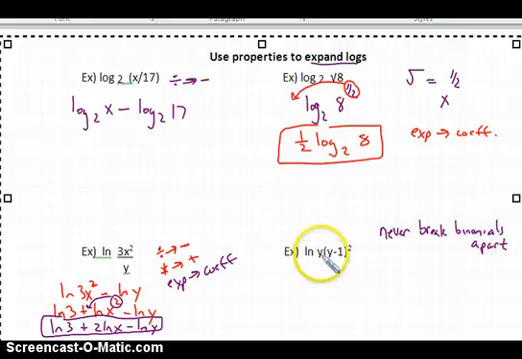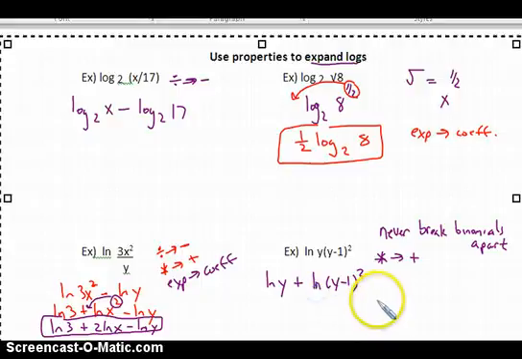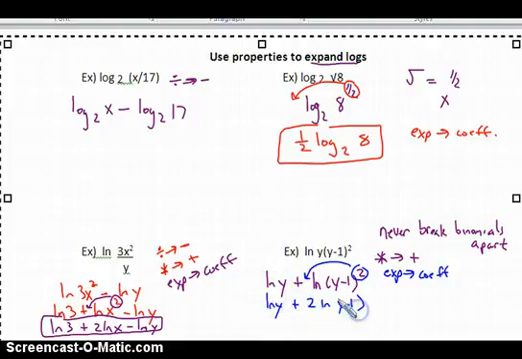What I do notice right away is I have multiplication. I have y times this binomial. So first thing I'm going to do is change multiplication into addition. So the natural log of y plus the natural log of this binomial. Now the only thing that I can do is I can change my exponent into a coefficient now. I can't break this up further. So I'm going to take my exponent and write it as a coefficient. So the natural log of y will still stay there, plus 2 natural log of y minus 1.